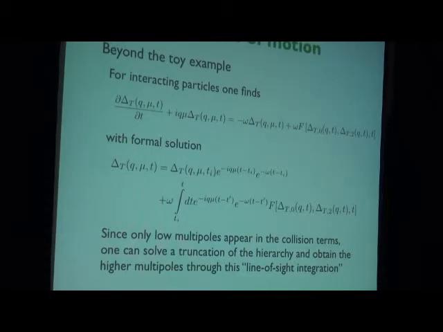If you have interacting particles, the Boltzmann equation still looks like this, but then you have a collision term here. The collision term just tells you that at some rate omega, the collision rate, you're scattering particles out of the line of sight. So you're losing them. There's a minus omega times the density. You're just scattering them out of the line of sight.